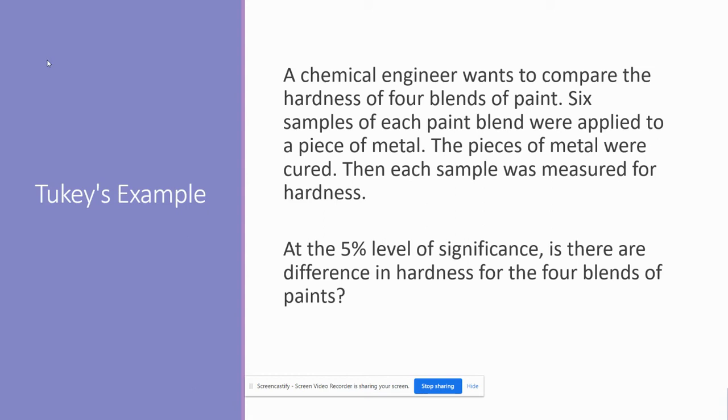So let's do an example. A chemical engineer wants to compare the hardness of 4 blends of paint. 6 samples of each paint blend were applied to a piece of metal. The pieces of metal were cured. Then each sample was measured for hardness.